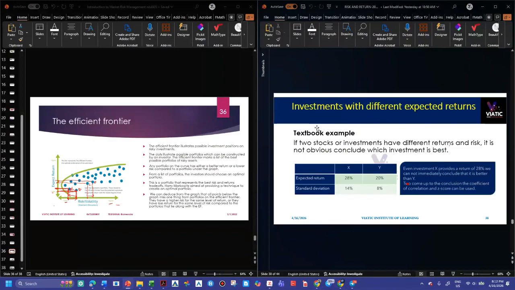Now we're having this one. Investments with different expected return. If two stocks or investments have different returns and risk, it is not obvious to conclude which investment is the best. For example, we've got expected return 28 for X and 20 for Y, standard deviation 14 for X and 8 for Y. Even though investment X provides a return of 28%, we cannot immediately conclude that it is a better investment than Y.